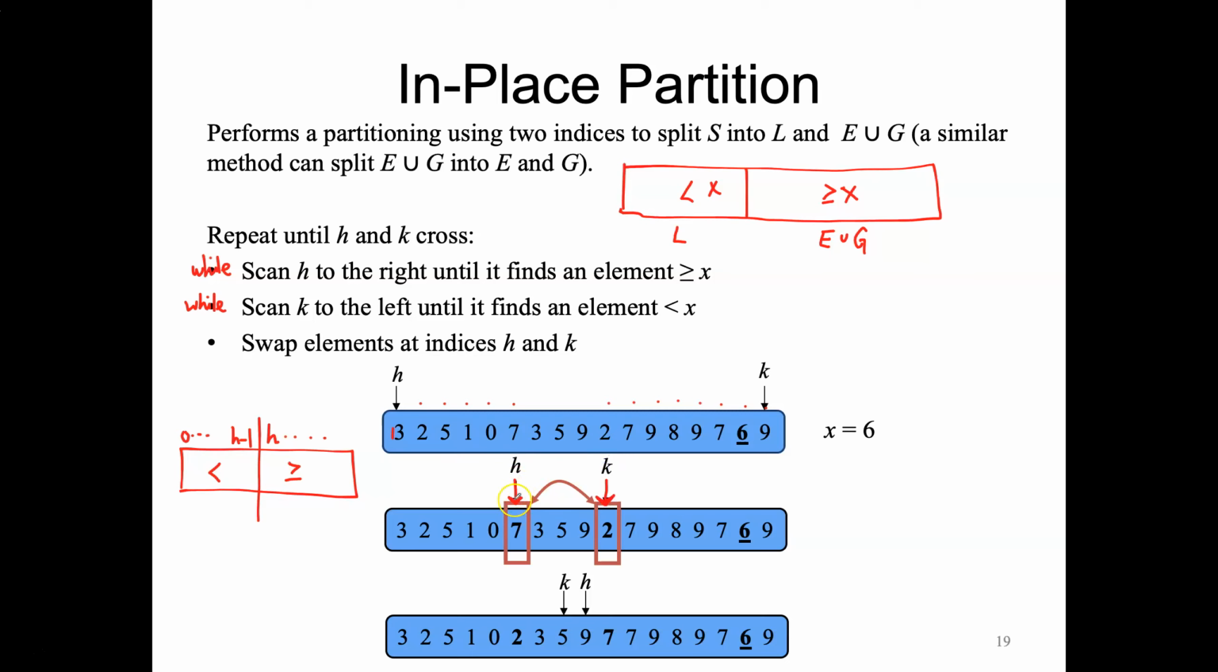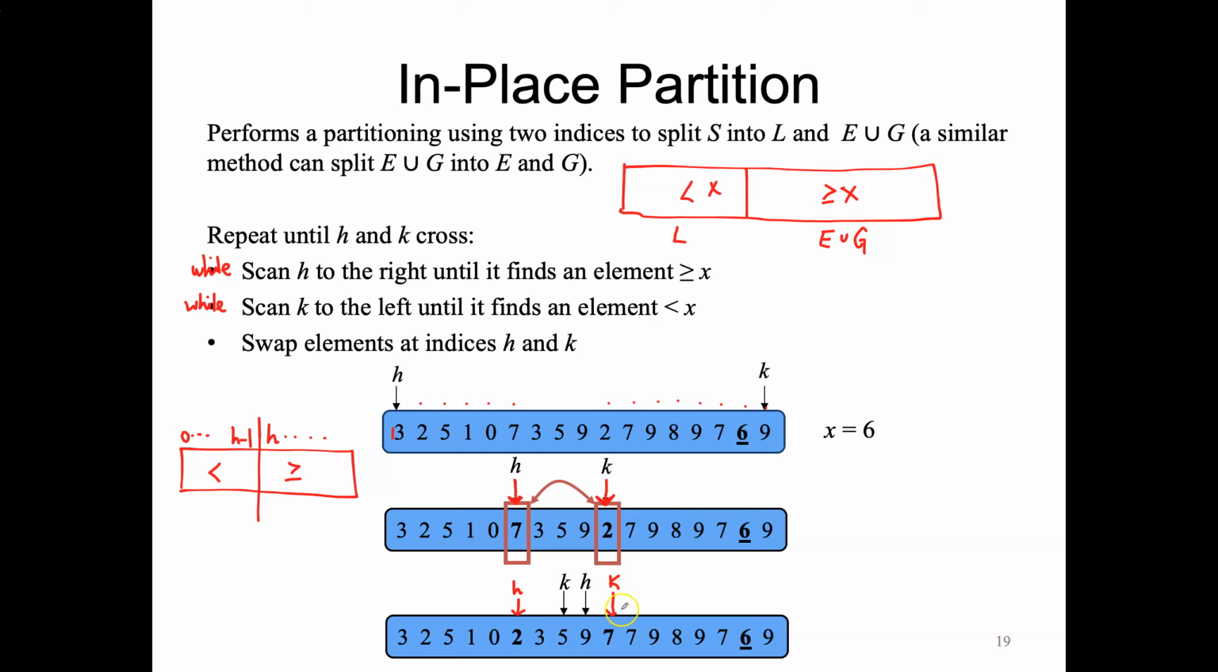Now h is pointing to something which belongs on the right side because it's greater than or equal to our pivot, and k is pointing to something which belongs on our left side because it's less than our pivot. So these two values, where h and k point to, we're going to swap. So now 2 belongs at this position, and 7 belongs at this position. So h was pointing here, and k was pointing here when we're finished.